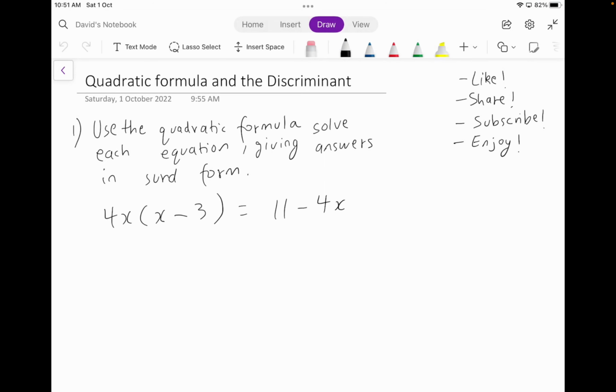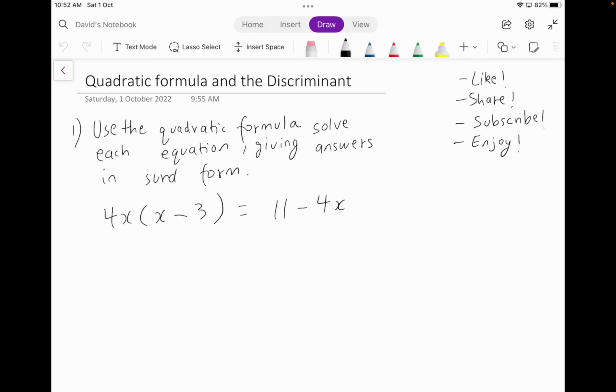Alright, so the first question is asking us to use the quadratic formula to solve each equation, giving answers in surd form. Now, the main thing about the quadratic formula is that you have to know what it stands for, how it looks in equation form. So my first advice is to write down the quadratic formula on the sheet.